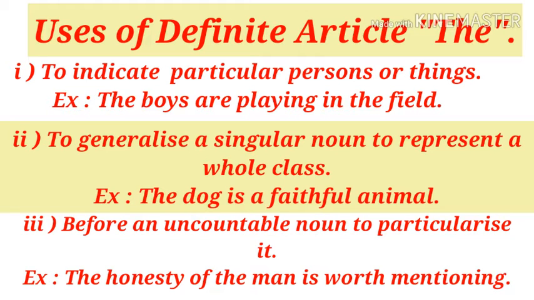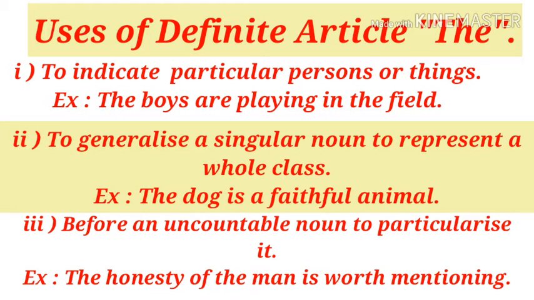Firstly, to indicate a particular person or thing. When we particularize some person or thing, then we use the definite article the. For example, the boys are playing in the field. Here, the boys are particularized. Although they are in plural number, still we have particularized them. So here we have used the article the. Clear?